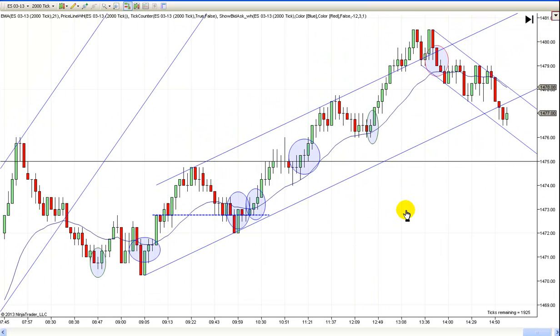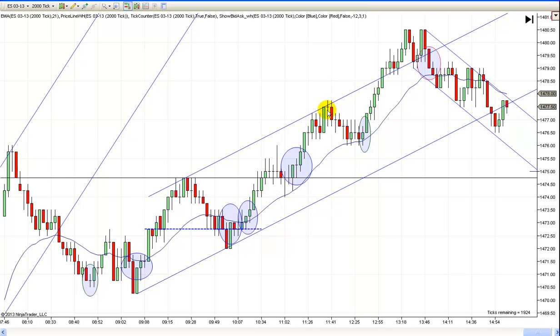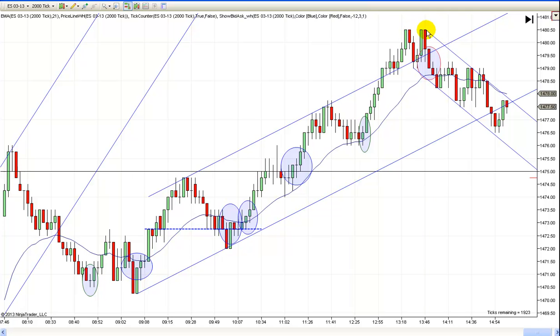But now, guess what? You've got a new high. You got your first new high. You've got these two legs. This leg is really two legs that are bigger than this one. So measure this one, pull it up here, and look for that to be a target, and it was to the tick. Then you get a double top.